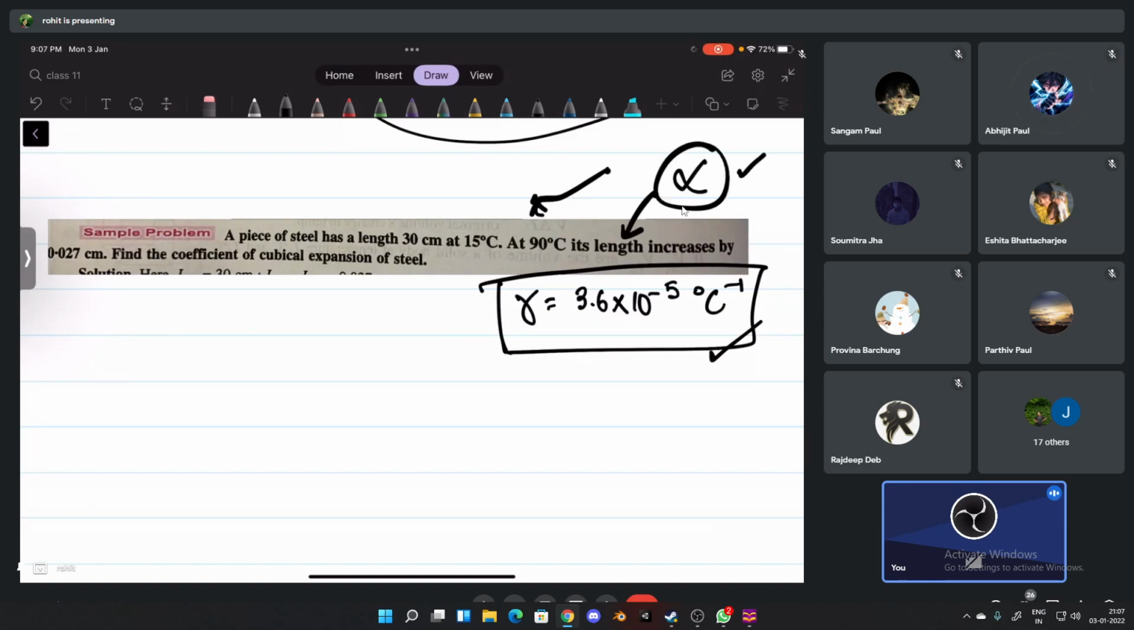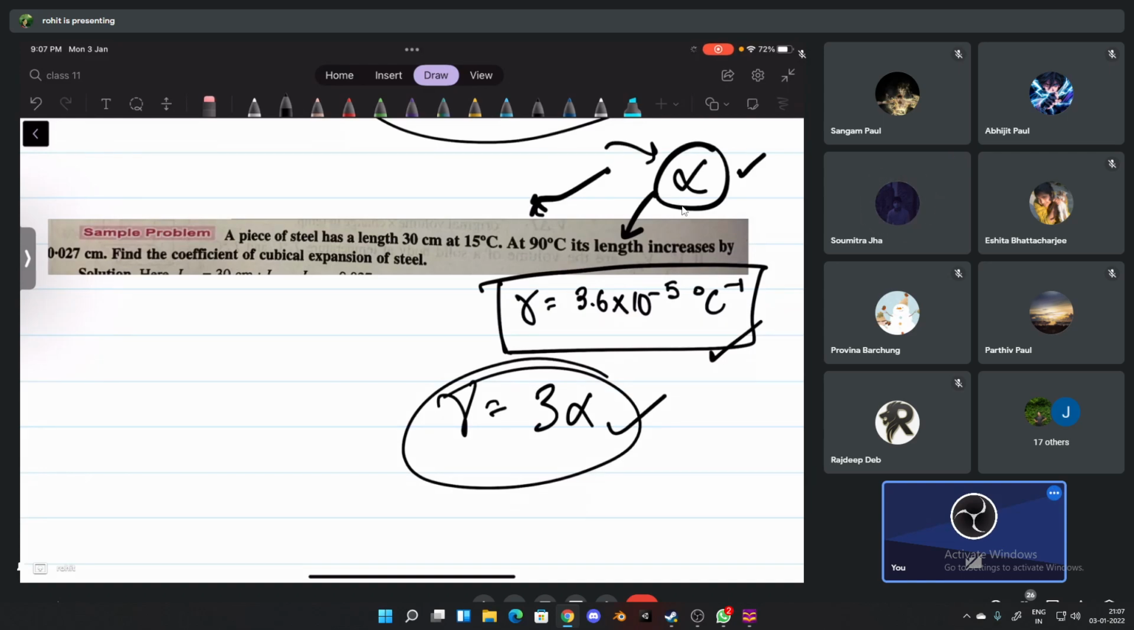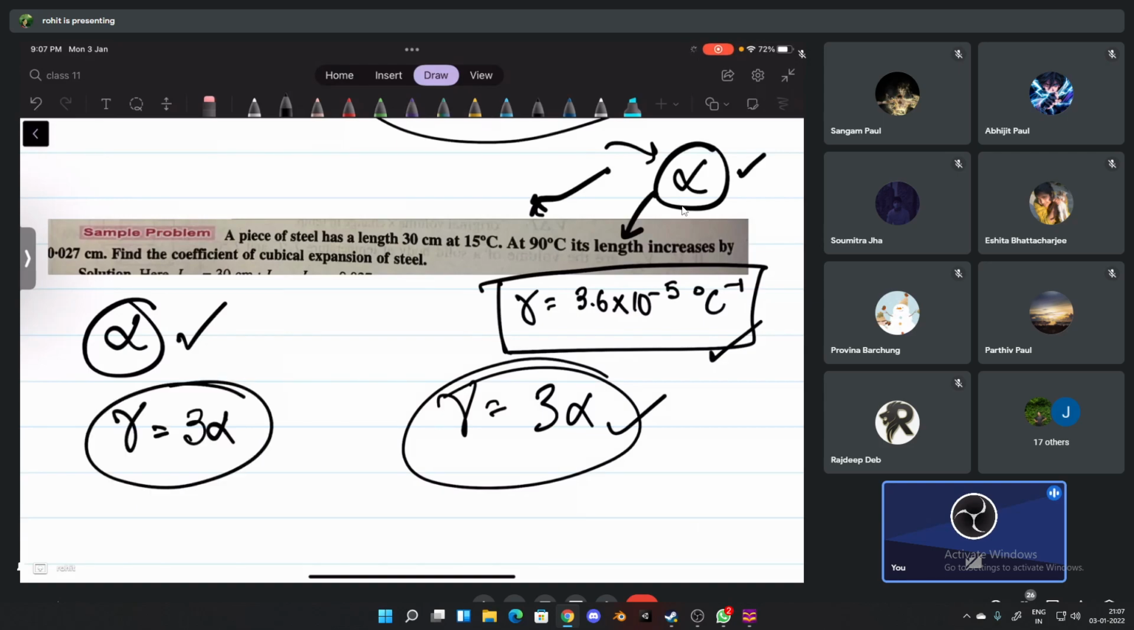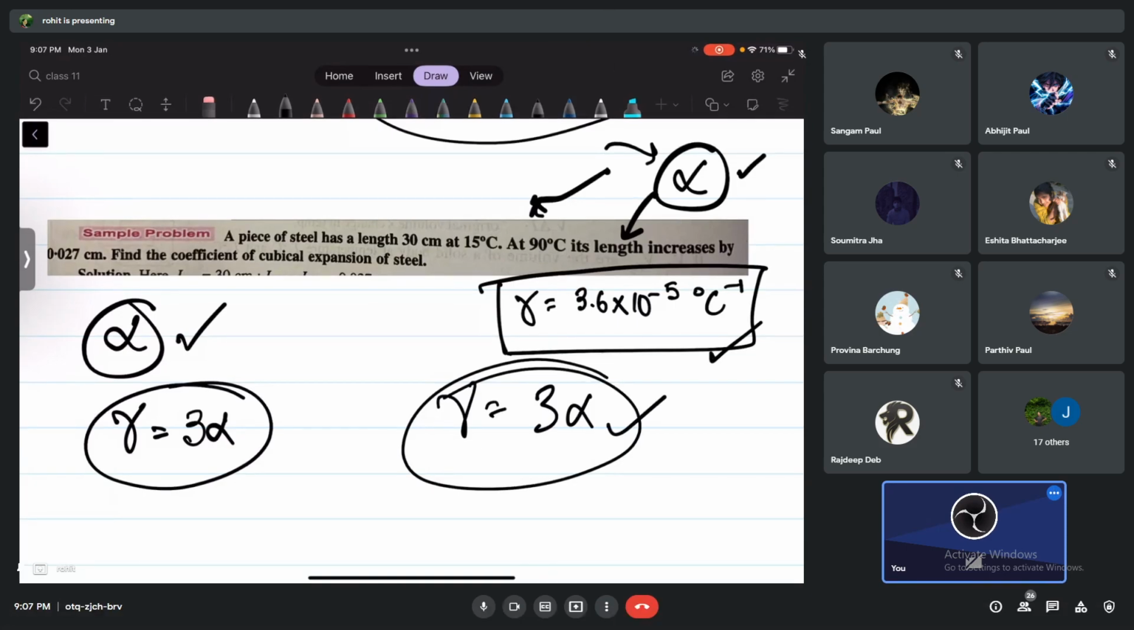Alpha. We can find alpha, right? But you know gamma is how much, alpha or 3 times of alpha? 3 times of alpha. So you can use these two pieces of information. Find alpha first, then write gamma is equal to 3 times alpha. Read the question. Find the coefficient of cubical expansion, meaning volumetric expansion. Gamma you have to find. So please do it. I'm waiting. Okay, start.